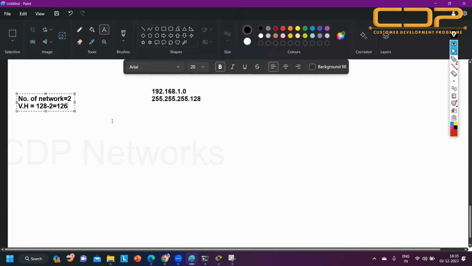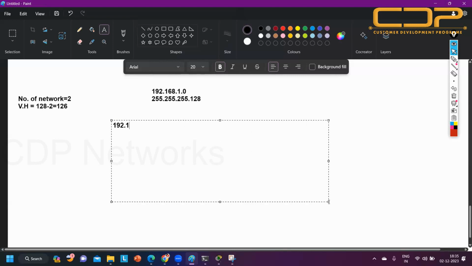Okay. So how will we find the networks? My first network will be 192.168.1.0, and my second network will be 192.168.1. You need to find in which octet the last 1 bit is present. Which octet is it? Fourth octet. I'm talking about the subnet mask, guys. In the subnet mask, the last 1 is present in the fourth octet, right? So in the fourth octet the value is 128.